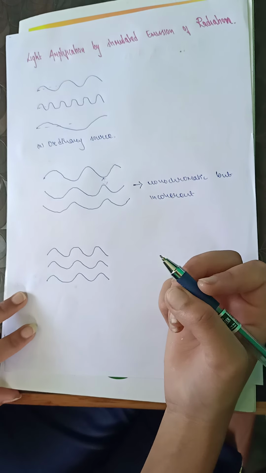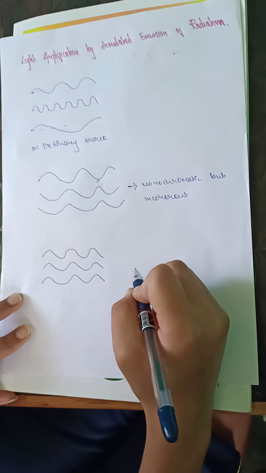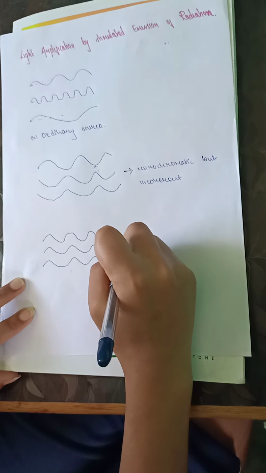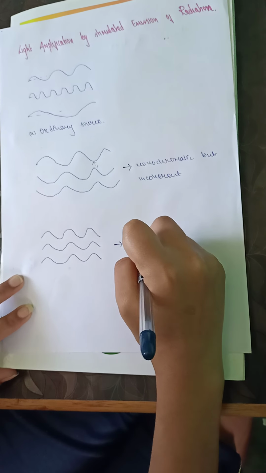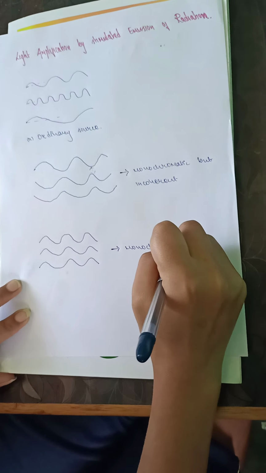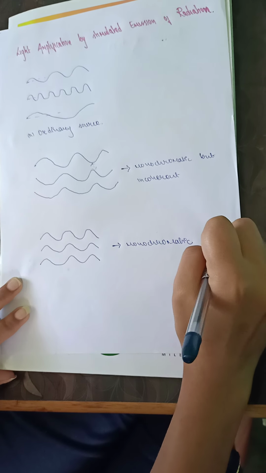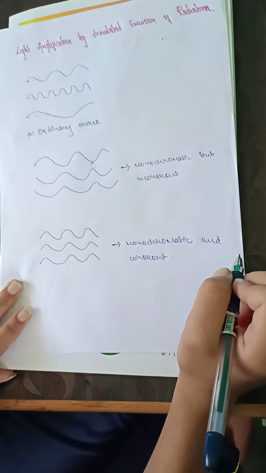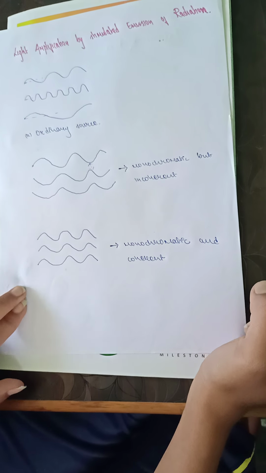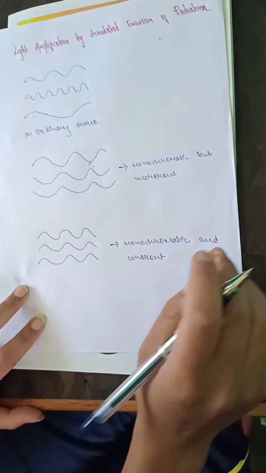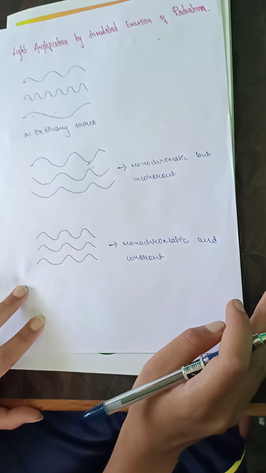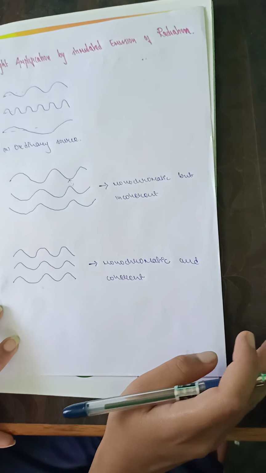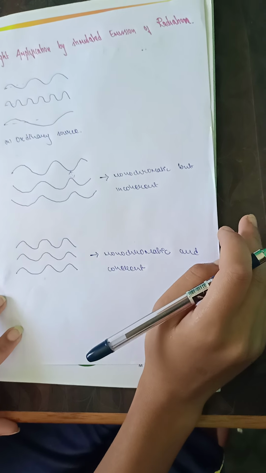Now, looking at the third diagram, again all the three waves are traveling with the same phase as well as the same wavelength, means this is a monochromatic and coherent source of light. The example of a monochromatic and coherent source of light is laser. Laser is a highly monochromatic and highly coherent source of light.